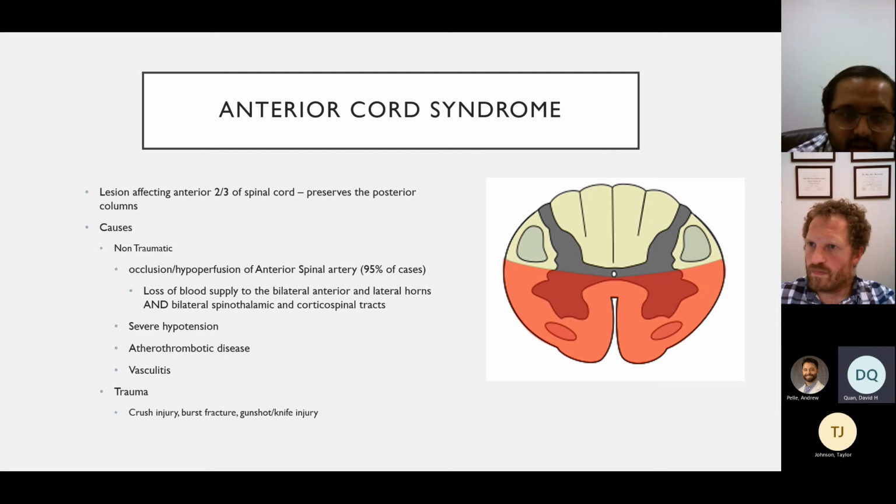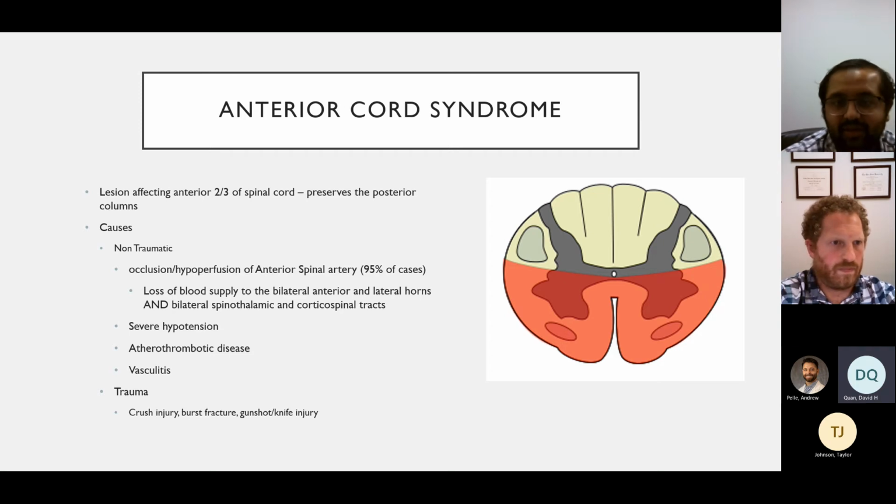In terms of the non-traumatic cause, this is probably the most relevant cord syndrome for that, because the most common reason, almost 95% of the cases, are referred to the occlusion of the anterior spinal artery that runs from the anterior median sulcus of the spinal cord to the conus medullaris. The conus medullaris is sort of the end of the spinal cord before it gives off peripheral nerves on the end, referred to as cauda equina.